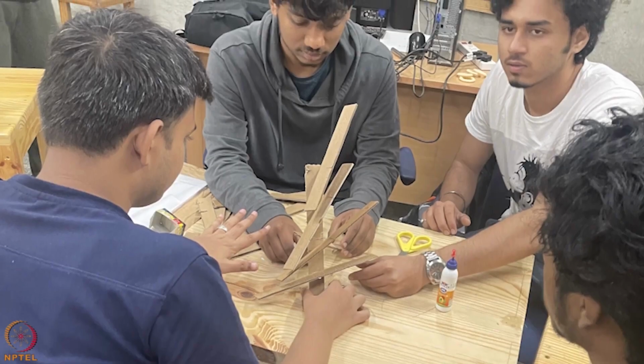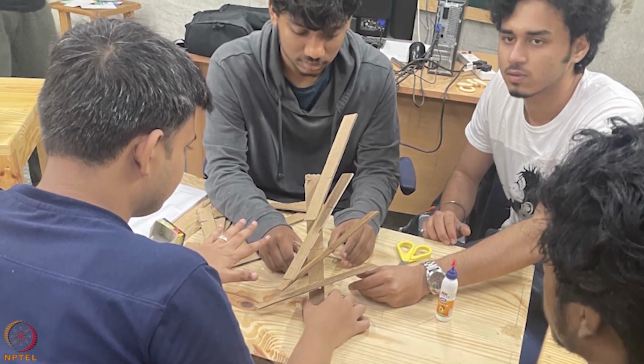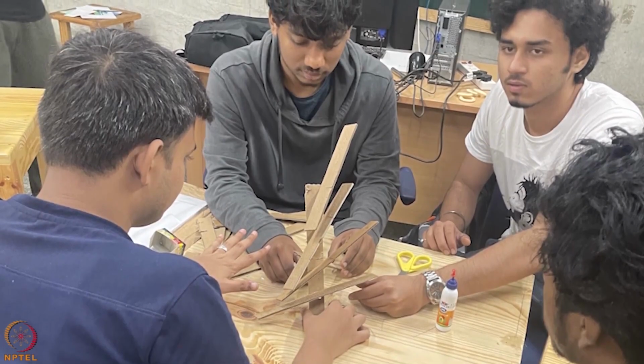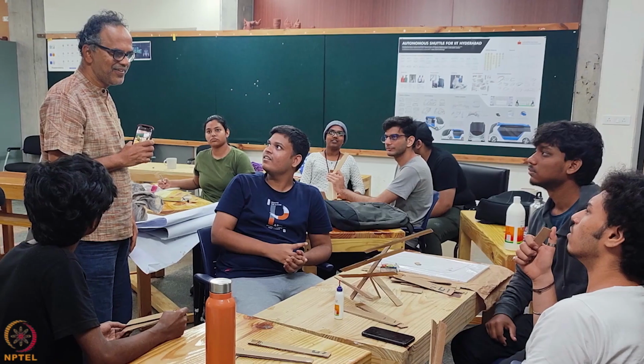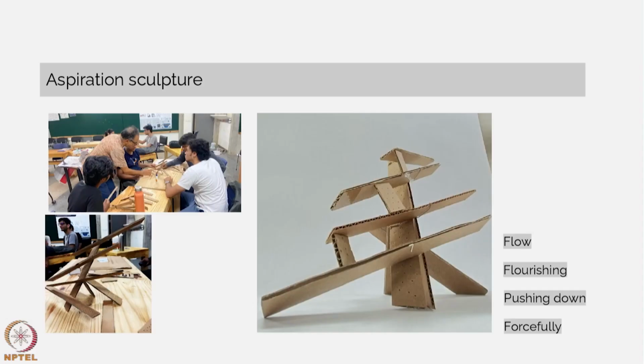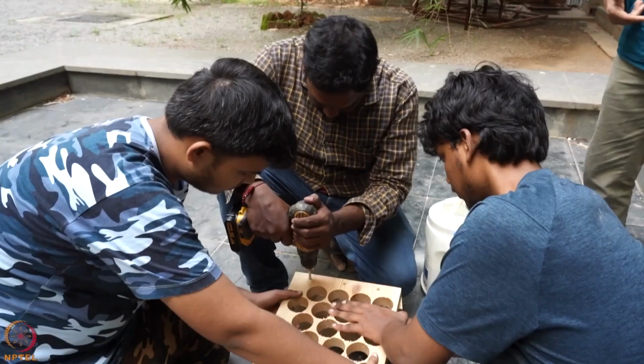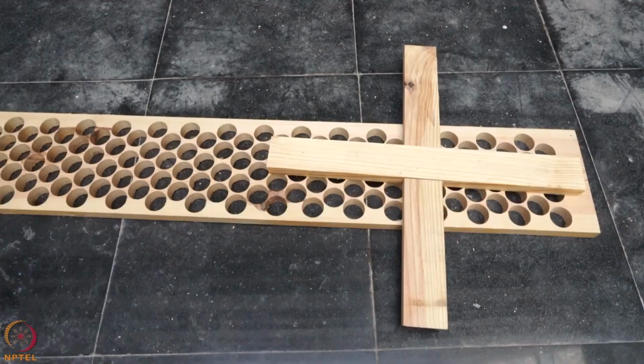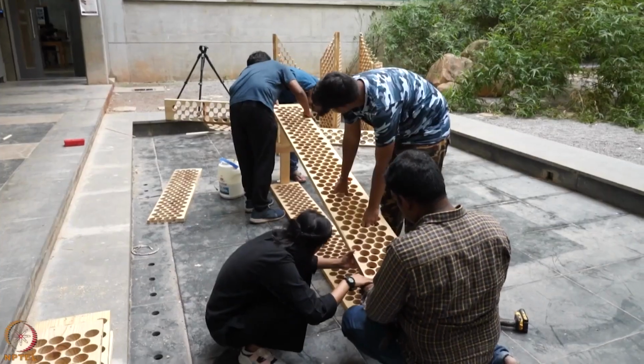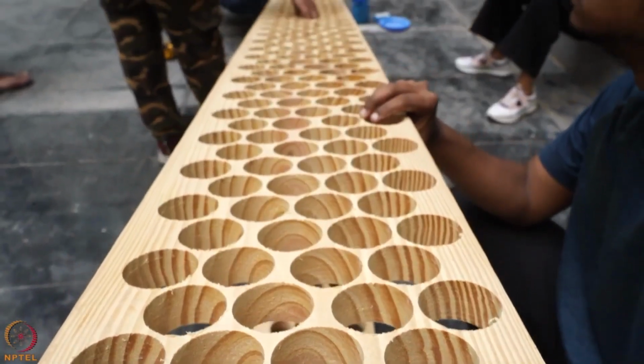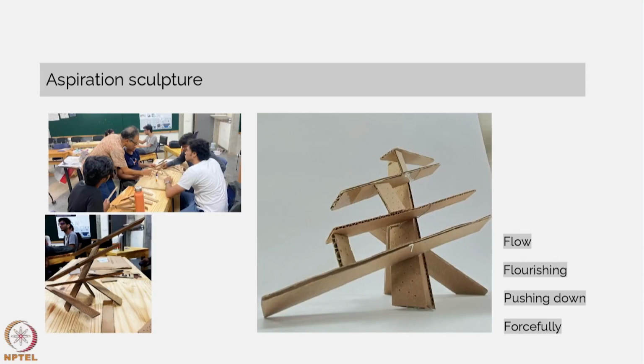We were in a group of 4 people, and we took the same sentences, which for me was pushing down, and the other people's were flourishing forcefully, and we used these to create a sculpture of those feet. So this was our first sculpture. We made it in cardboard, and this was the sculpture.